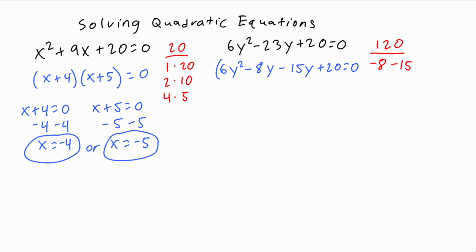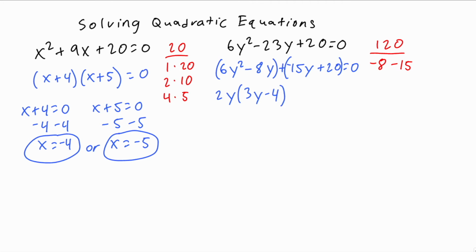So group the first set. Remember, change this to a plus, and then inside the parentheses, change that to a negative, because we always have to have a plus in the middle. And now find the GCF, find the greatest common factor of each set. The GCF of the first set is going to be 2y, and left on the inside is 3y minus 4.